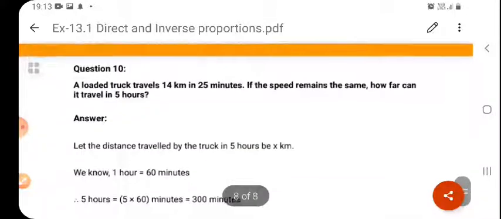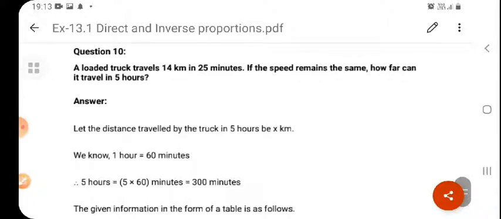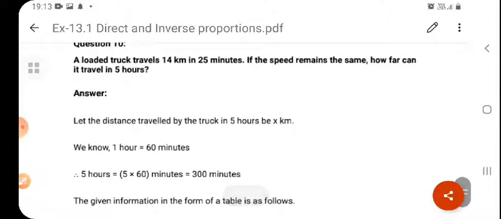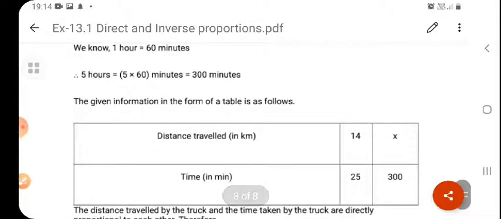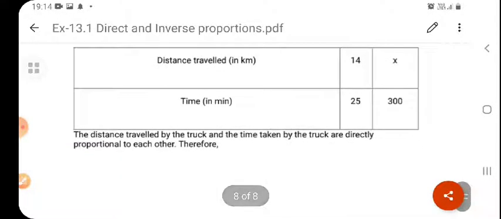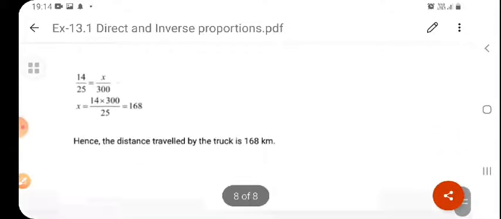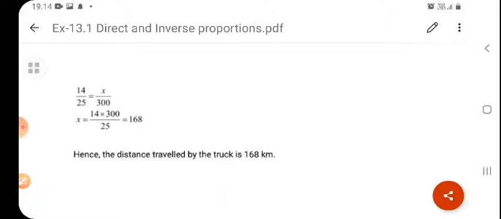Okay, a loaded truck travels 14 km in 25 minutes. If the speed remains the same, how far can it travel in 5 hours? So let the distance traveled by the truck in 5 hours be x kilometer. 1 hour is equal to 60 minutes, and 5 hours means 5 into 60, that is 300 minutes. So 25 minutes and 300 minutes we take in one column, and 14 kilometer and x in another. So distance traveled is 14 and x, which we are assuming to find in the 300 minutes, and the times are 25 and 300. We find the value of x. Now the distance traveled by the truck is 168 kilometer.